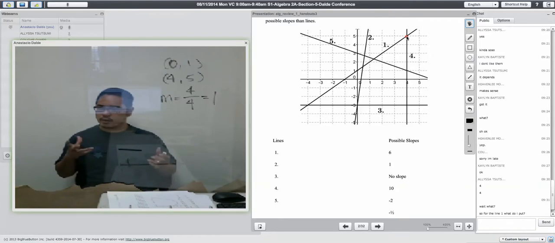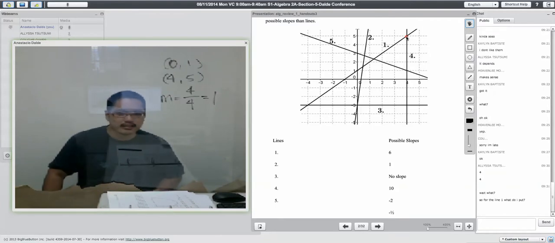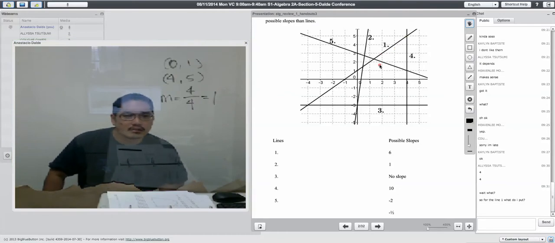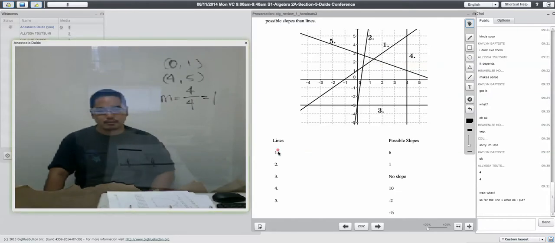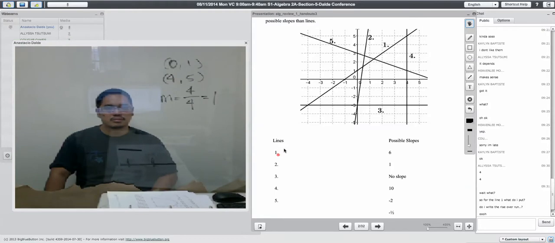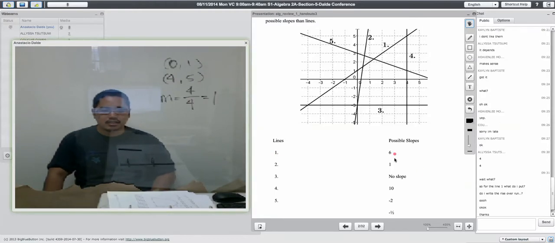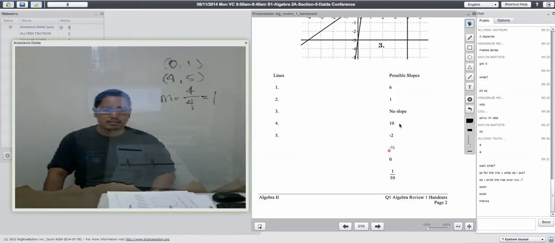Alyssa, what are you saying? Wait, what? Am I not making sense? Oh, you just put the number 1. That's all you got to do. No, it's actually giving you the possible answers. You can use these as answers, and you just write down one of those answers. So the answer for number 1 is the number 1.